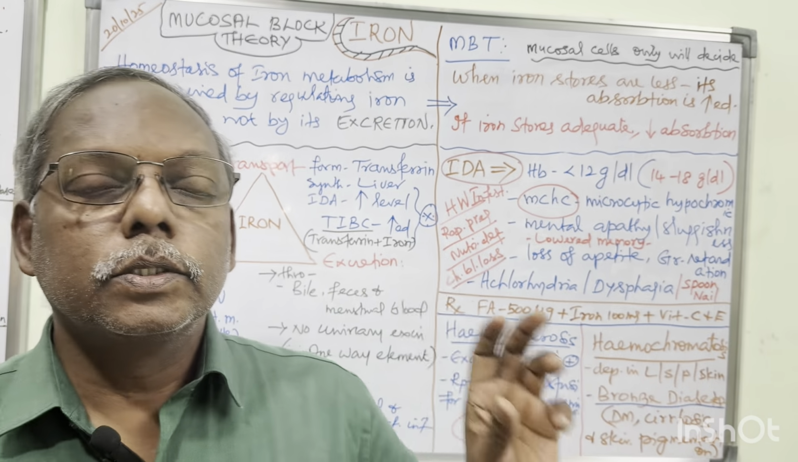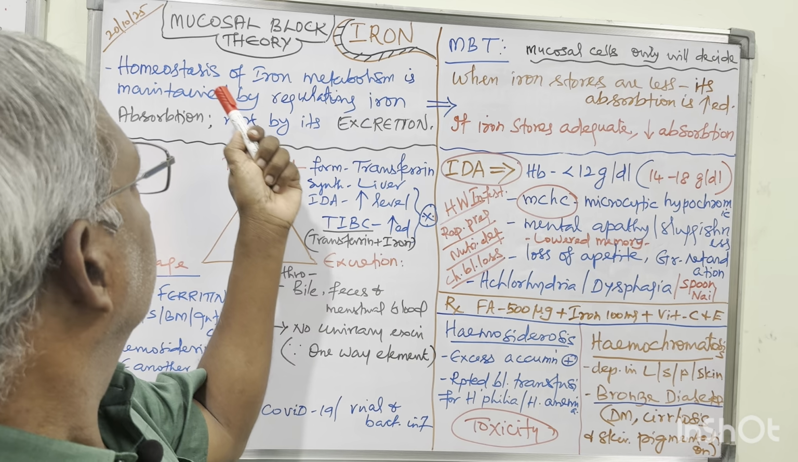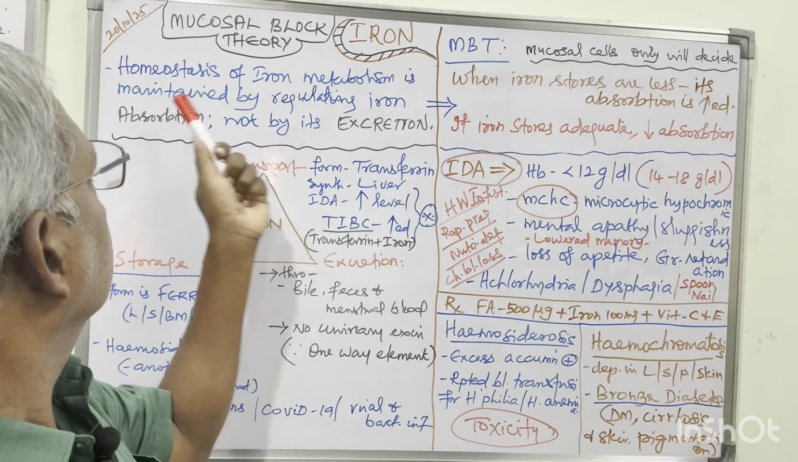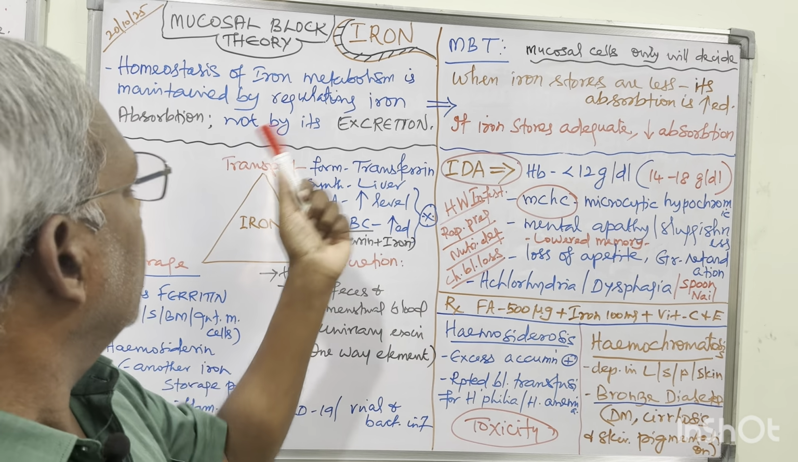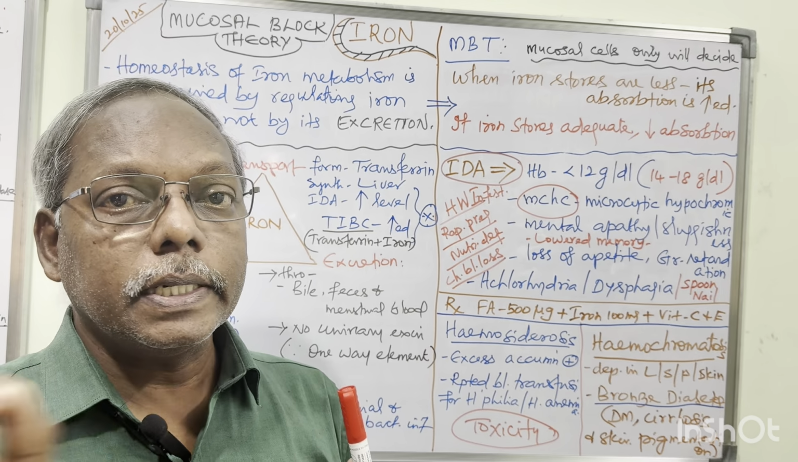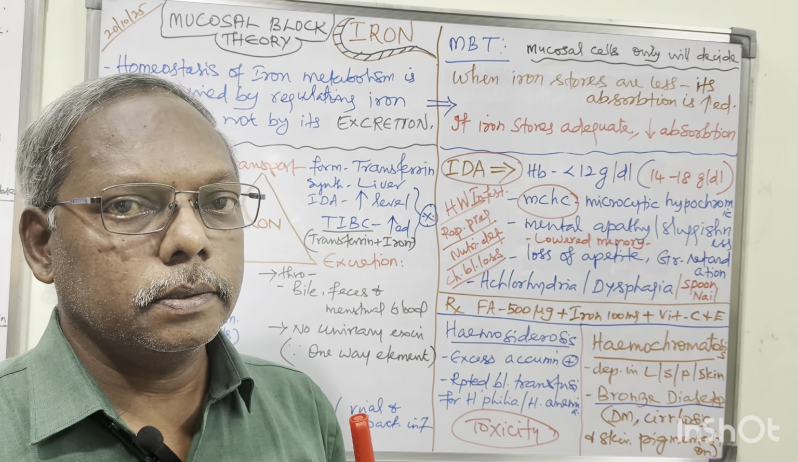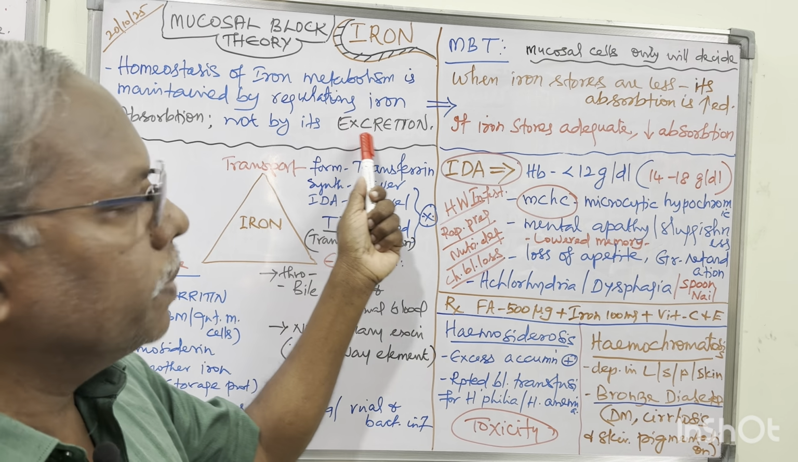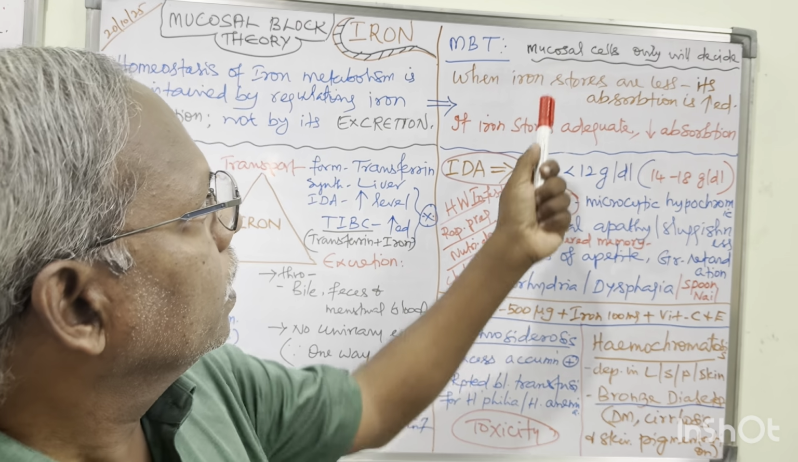Hi students, so the conclusion of mucosal block theory is that homeostasis of ion metabolism is maintained by regulating ion absorption only, not excretion. That is called mucosal block theory, right? Regulation of ion absorption, not by its excretion. This is the concept of mucosal block theory.